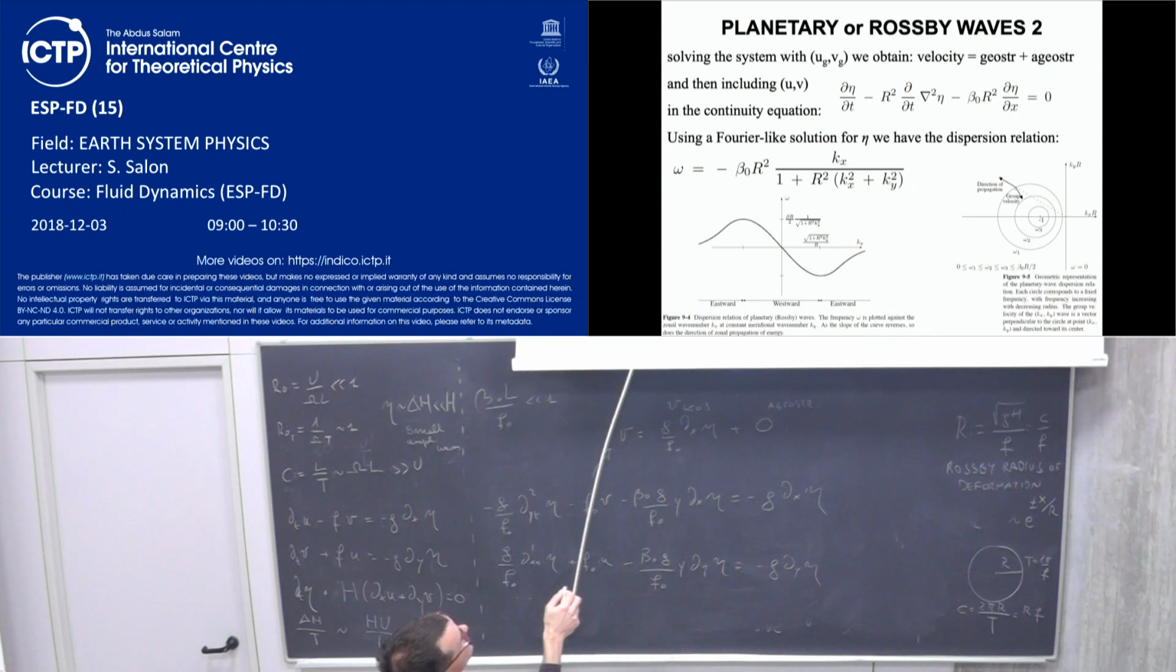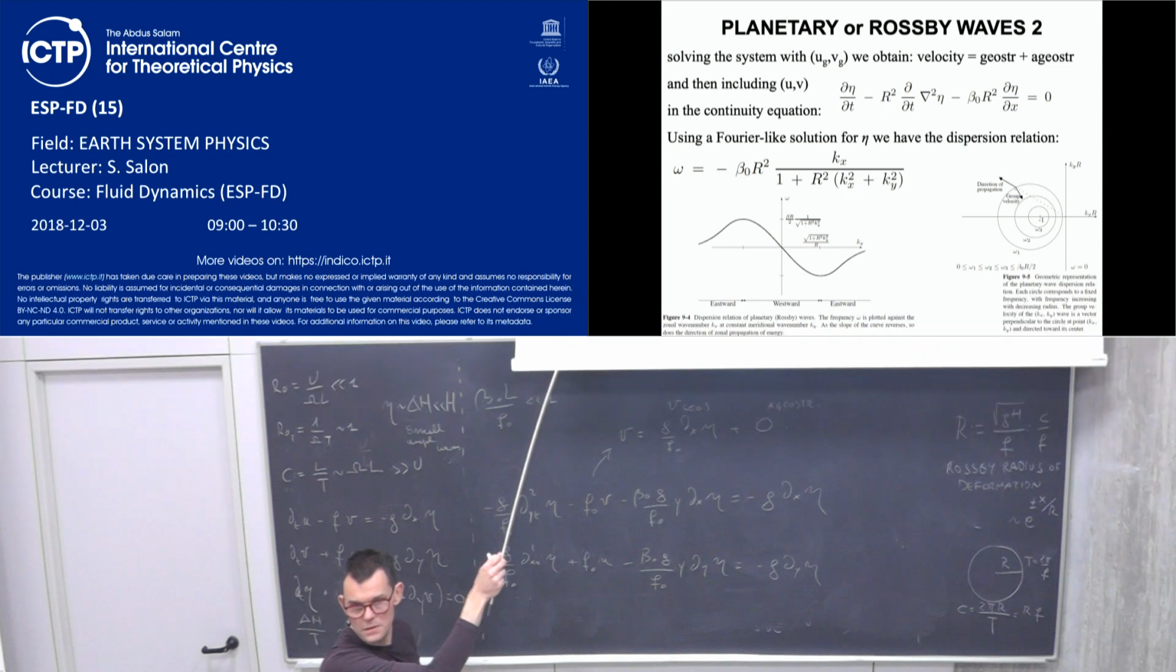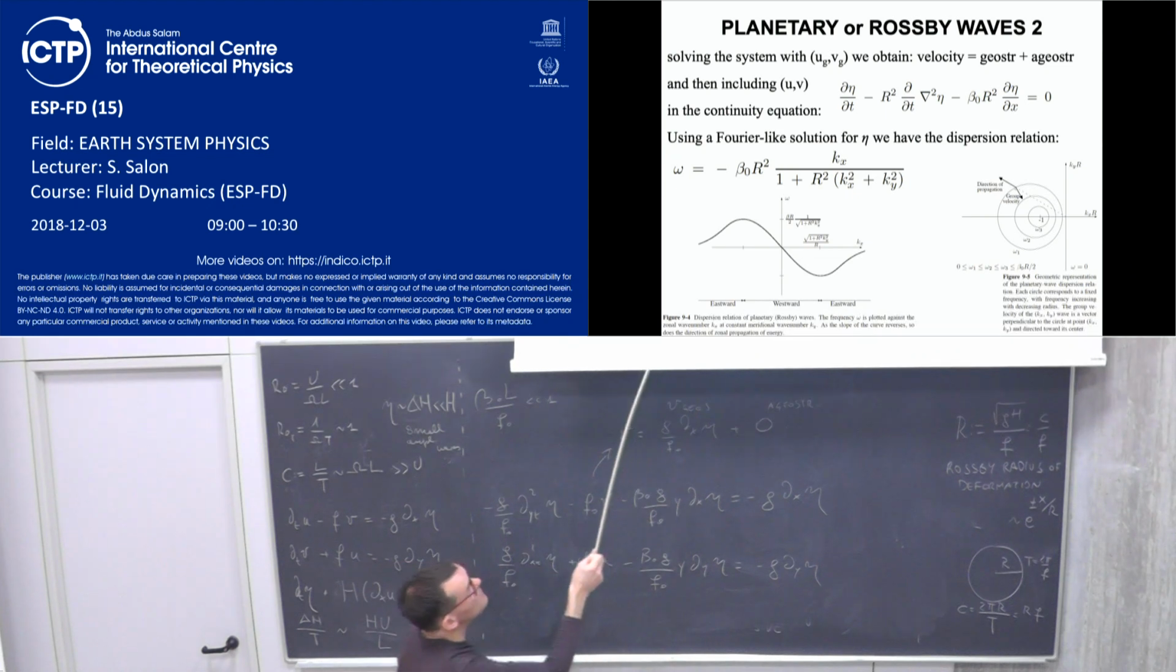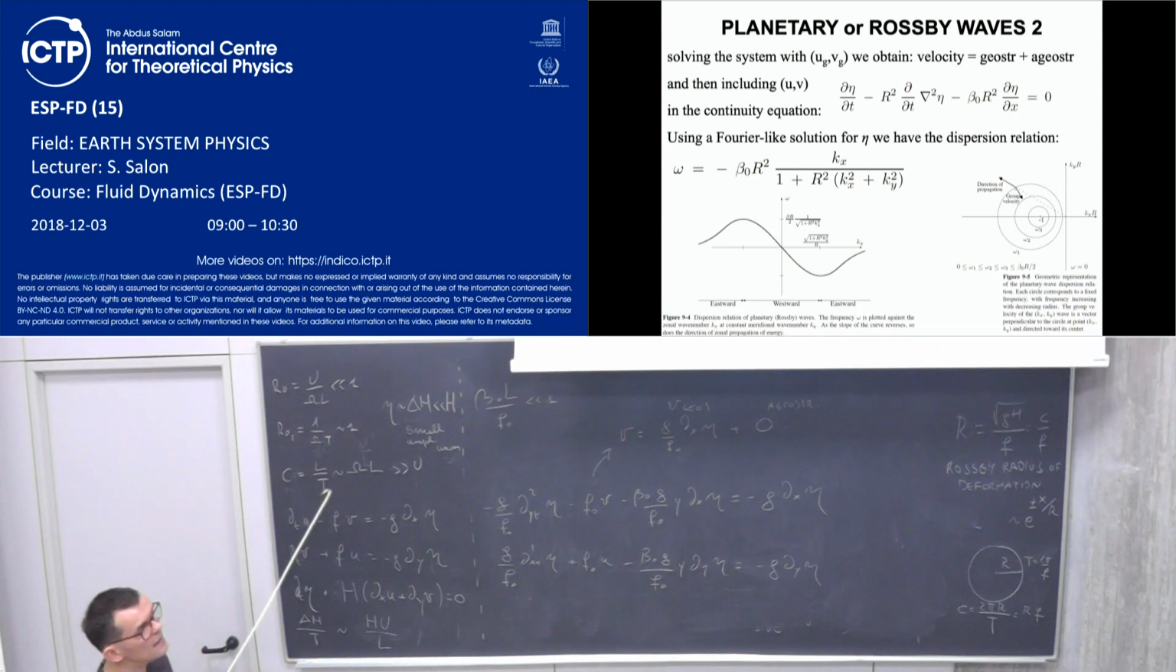So if beta 0 is equal to 0, let's do it from the beginning. If beta 0 is equal to 0, of course omega is equal to 0. So this term goes to 0, and I come back to the usual geostrophic flow. Okay, there is no planetary effect. Beta 0 equal to 0 means that I do not consider any perturbation to the Coriolis parameter, and so I just consider geostrophic flow.